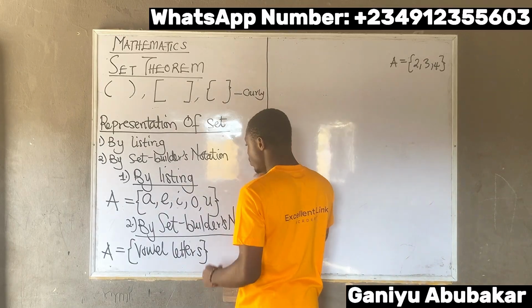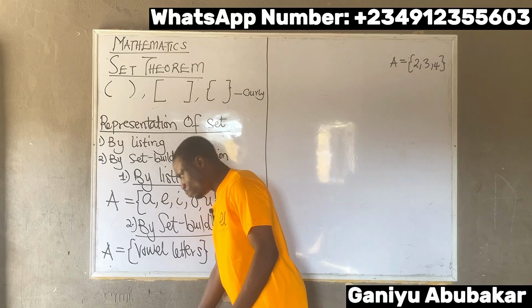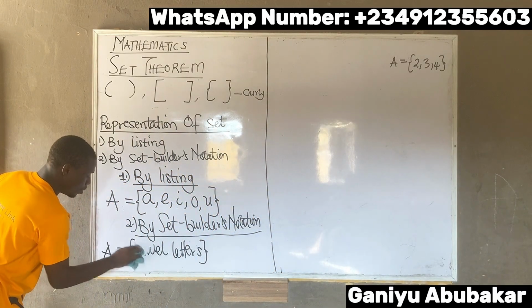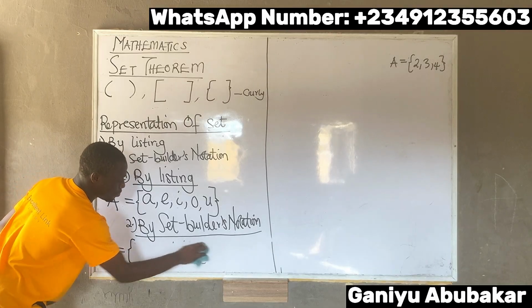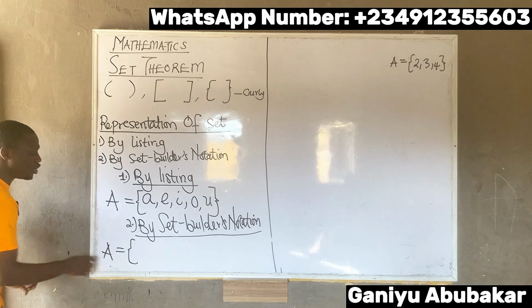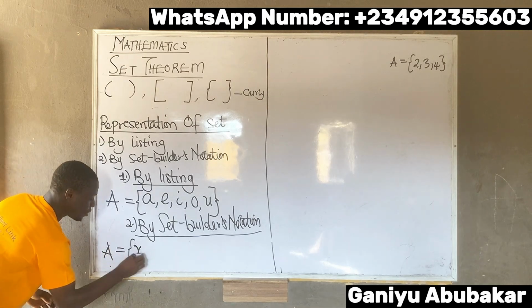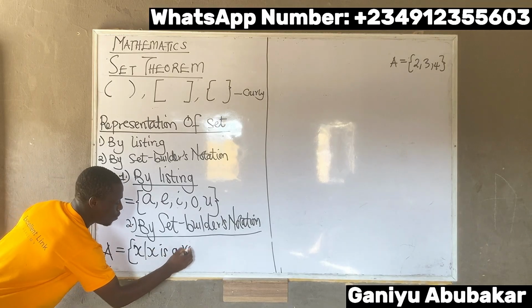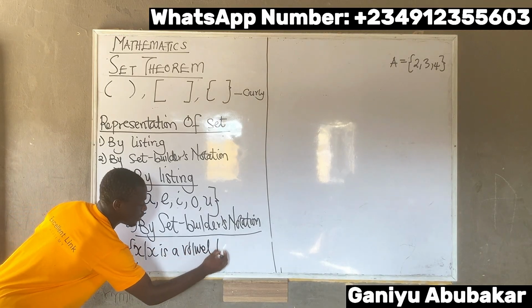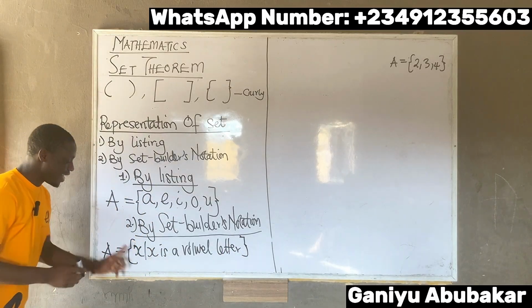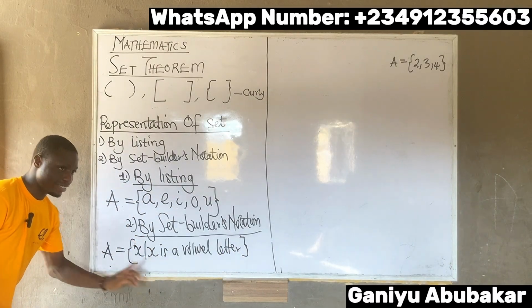Let me write it the proper way. So I know how to describe a set. You say A is equal to the set of x such that x is a vowel letter. So the idea is that you have to put "such that" after x. That's the concept.